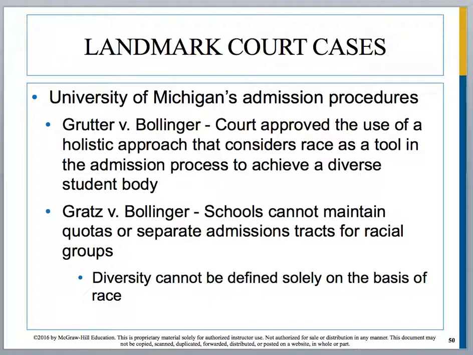However, in the undergraduate program case, Gratz versus Bollinger, the court rejected the point-based process. They gave an automatic boost to African Americans, Hispanics, or Native Americans. The court said the schools cannot maintain quotas or separate admission tracks for racial groups, and that diversity cannot be defined solely on the basis of race. These two decisions are viewed as a victory for affirmative action.